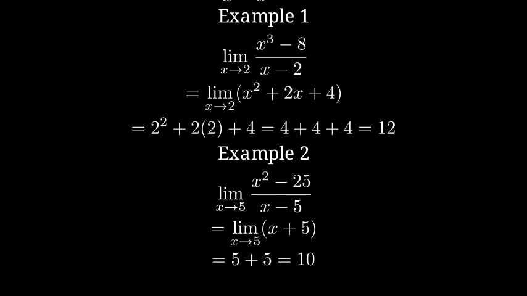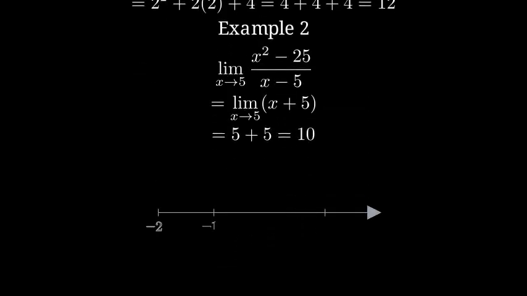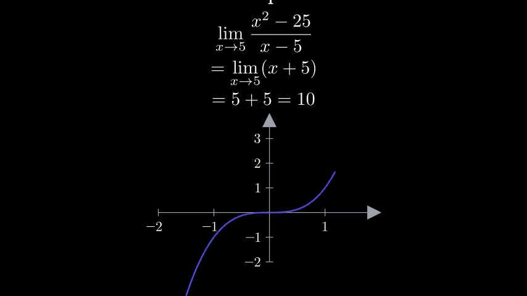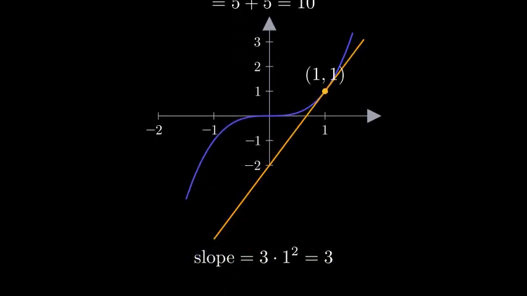Finally, here is the geometric intuition. The limit we computed is actually the slope of the tangent line to y equals x to the n at x equals a. We'll illustrate this with y equals x cubed at x equals 1. At x equals 1, the slope of y equals x cubed is 3 times 1 squared, which is 3. That matches the tangent line we see. So this limit formula is really giving the derivative of x to the n at x equals a.